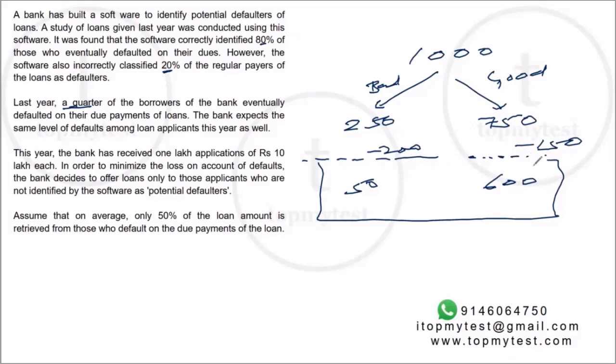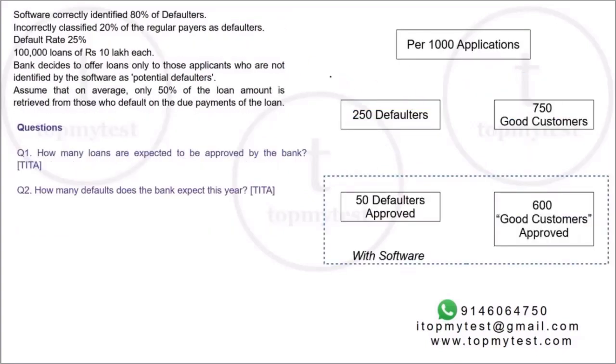This is the criteria. And now you have to extend it to 1 lakh applications. Each application is worth 10 lakh each. And then you have 50% of the loan is retrieved and so on. We'll use it for the rest of the questions as and when we get there. Okay. Nothing much to do on this. Let's go to the questions and try to solve them. Okay, so I've written this down for 1000 applications. This is without the software. This is with the software. Obviously, the bank has said that it is going to use the software, right?